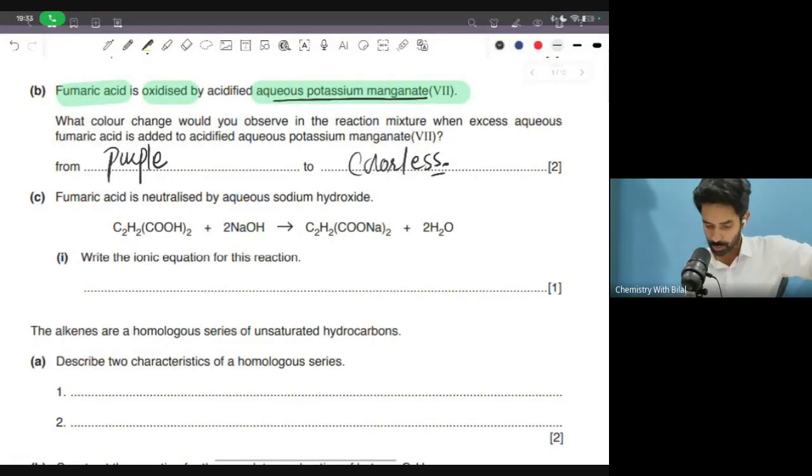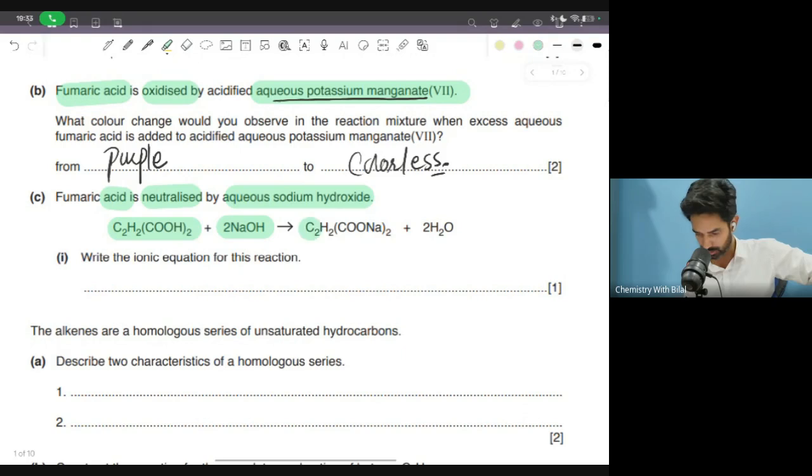Fumaric acid is neutralized. Since it is acid, it should be neutralized by an alkali, sodium hydroxide, neutralization reaction. This is fumaric acid, this is alkali, salt, and water. Write the ionic equation. I told you many times, no matter what acid or alkali you have, no matter.